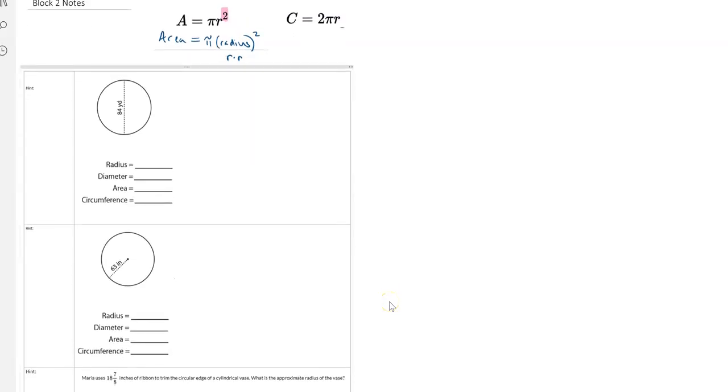Okay, welcome to topic 13, block 2, notes. So what you're going to do here is make sure that you copy these formulas down. So this is the formula for the area of a circle, and this is for the circumference of a circle.